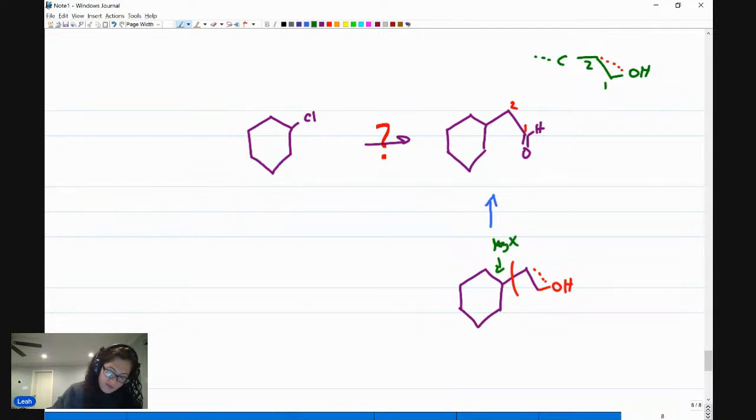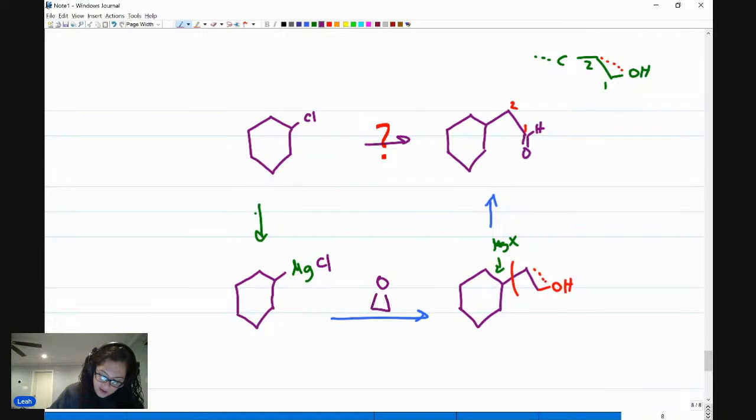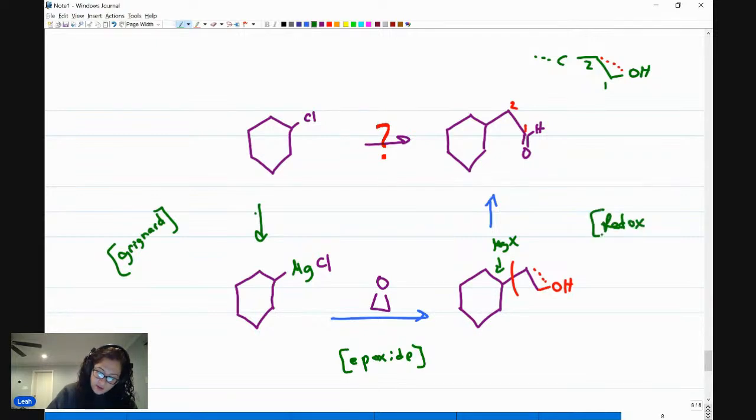And so now I know my first step here is to turn this into a Grignard, where if I add magnesium in ether, the Mg will insert itself right there. And now I have a Grignard. And all I have to do is add in an epoxide for the Grignard to attack, and I'm good to go. So my first reaction is Grignard formation. The second one would be either the epoxide chapter or the Grignard chapter, depending on how your book has it. The third one is a redox reaction. And we are good to go.